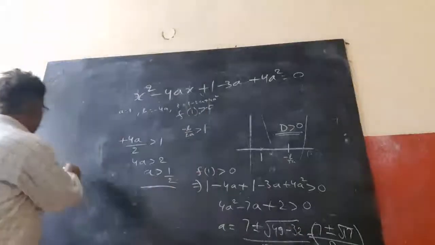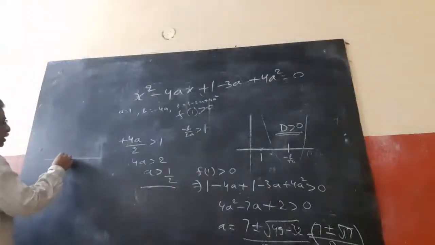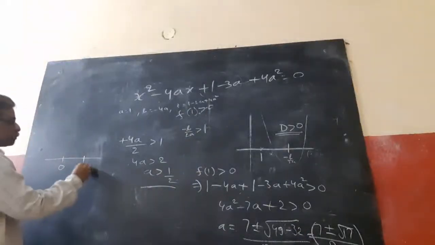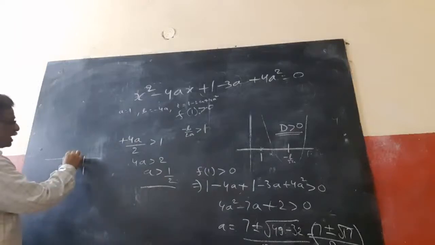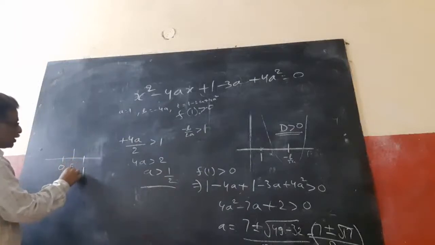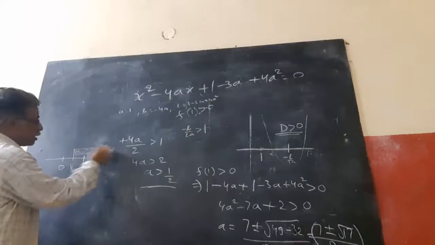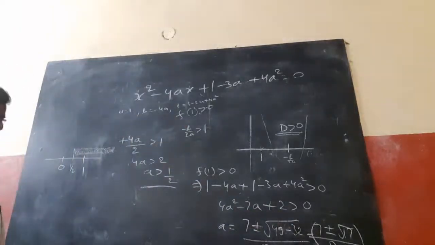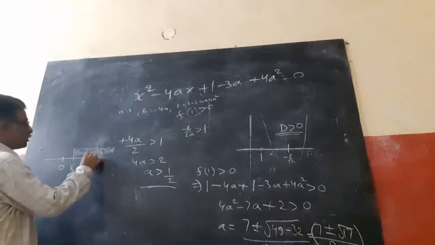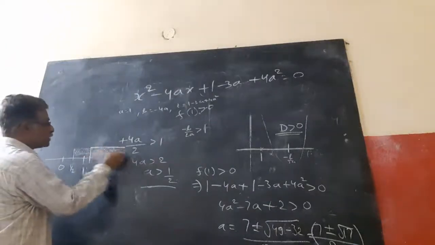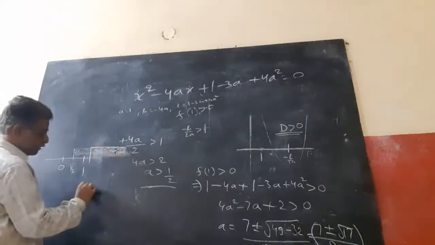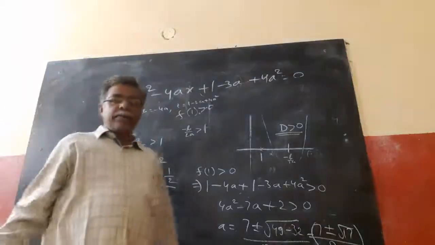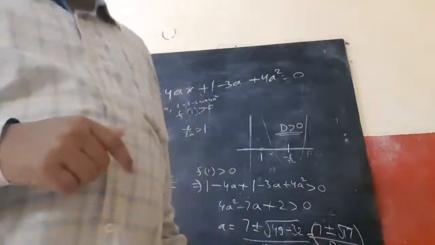So a is more than 1 by 2, where this is 0, this is 1. So a is more than 1 by 2, here somewhere 1 by 2, so this side. And here 7 plus root 17 by 8 is 1 point something, so it will be somewhere here. So the combination of this is this section. So 7 plus root 17 by 8 comma infinity we have. So the second option is the answer.